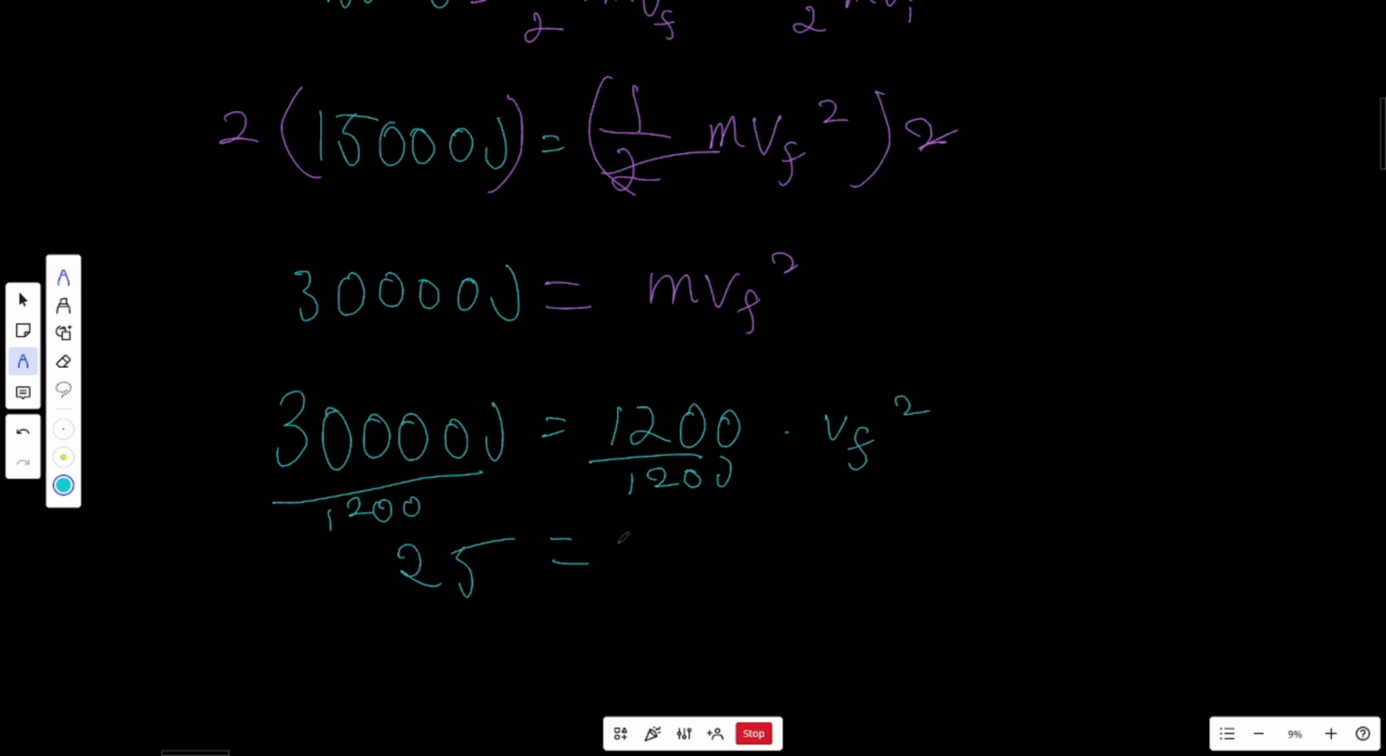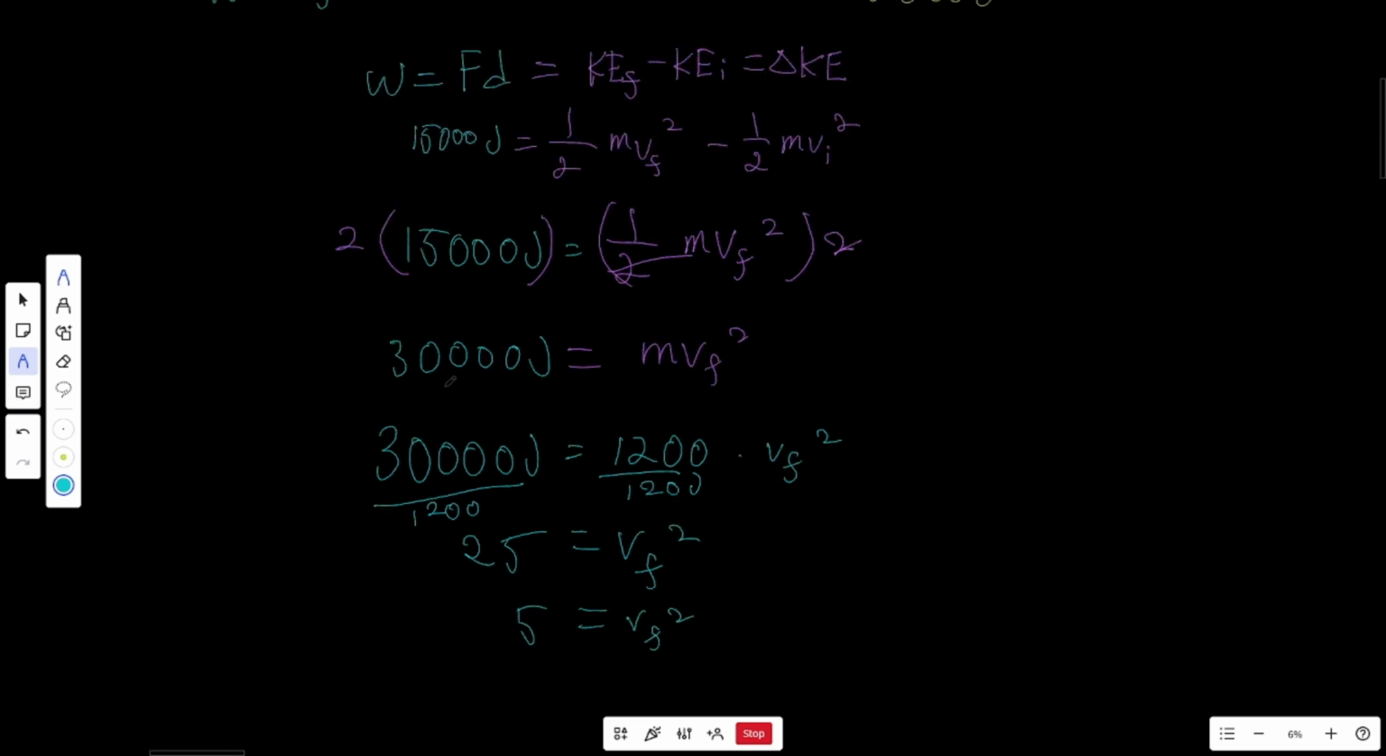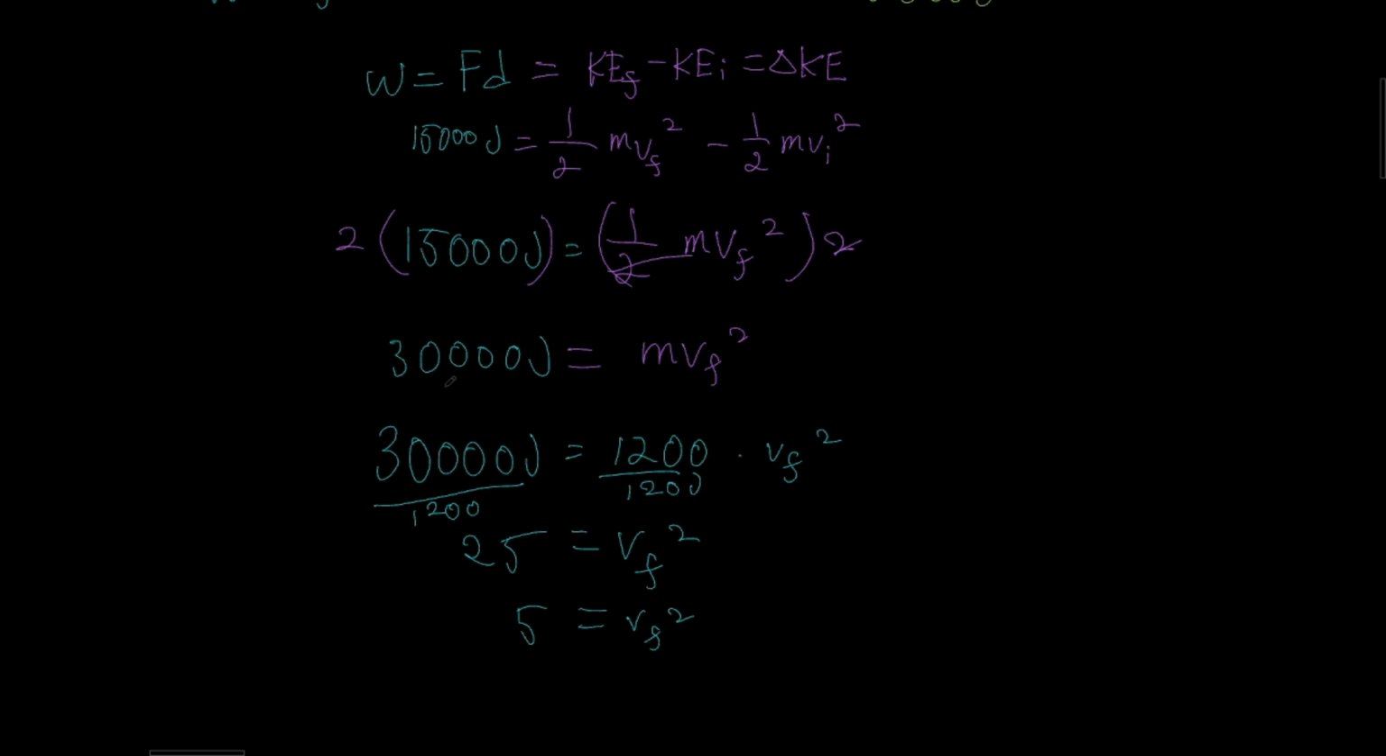So from here, we'll get vf squared, and we're going to get the square root. We'll get 5 is equal to vf. So that is how you solve for the final velocity of this object.